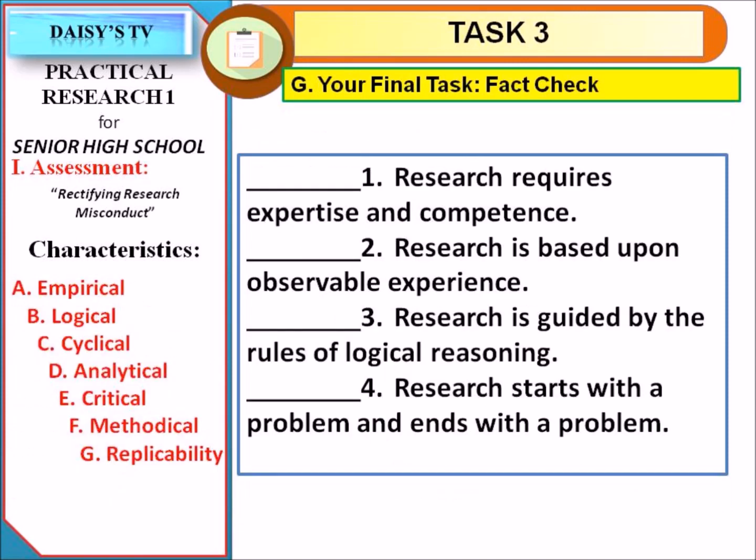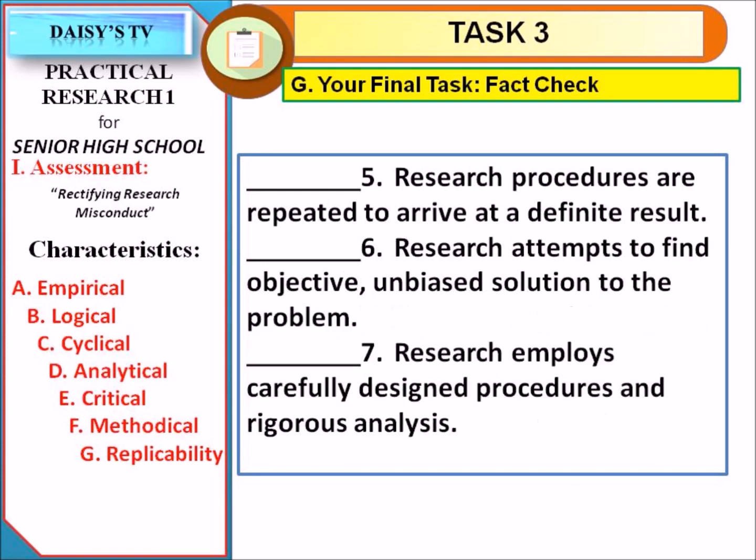Moving on to G, number 1, research requires expertise and competence. Number 2, research is based upon observable experience. Number 3, research is guided by the rules of logical reasoning. Number 4, research starts with a problem and ends with a problem. So the choices for the characteristics of a research are given on the left side. Still under G, moving on.